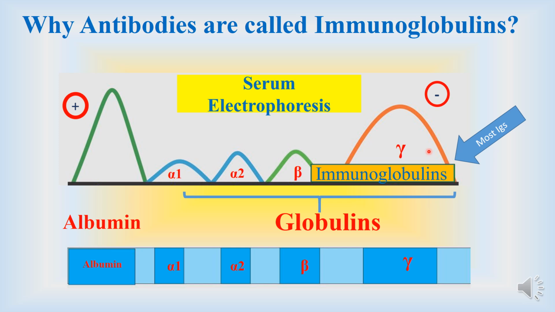So the antibodies, which are also known as immunoglobulins, are basically globulin proteins which are present in this gamma region, and therefore the antibodies are also known as immunoglobulins. Immuno stands for immunity, whereas globulin is a type of protein which is present in the plasma.